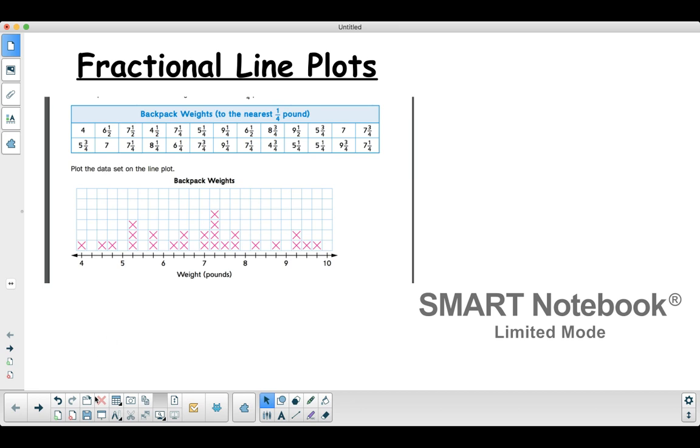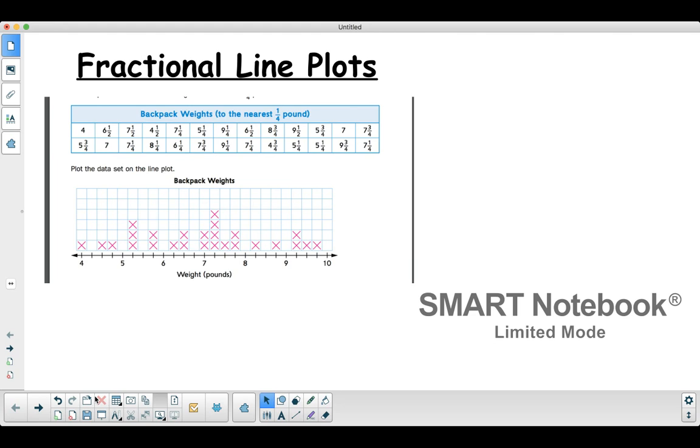Today we will be reviewing fractional line plots. Fractional line plots was a topic that we discussed towards the end of Unit 5. If you remember, we completed a journal page that described fourth graders' backpack weights to the nearest quarter pound. We took a look at that set of data. We created a line plot to represent the data, and then we answered questions based on the line plot.